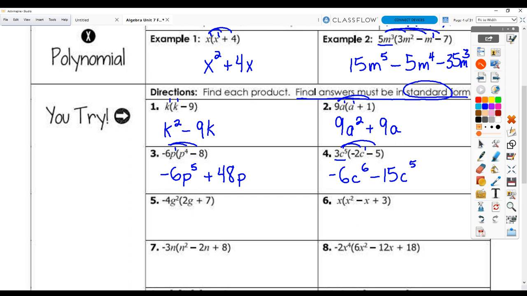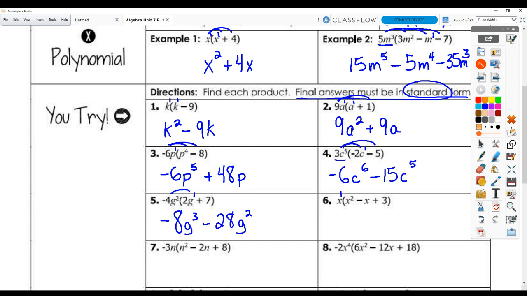So negative 4g squared times 2g would be negative 8g to the 3rd power, because this g has the little invisible 1 there. And then negative 4 times 7 is negative 28. And g squared, because it has no one else to multiply to, so we just carry it over.